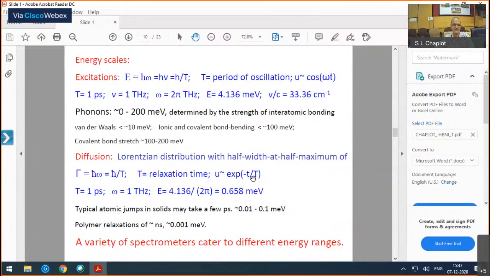But if you have a given one, then its Fourier transform will give you a Lorentzian distribution, and you can try to work out: if you have a relaxation function with a time constant of 1 picosecond, and you do a Fourier transform, then what is the half width at half maximum of the Lorentzian function? So this you could work out.